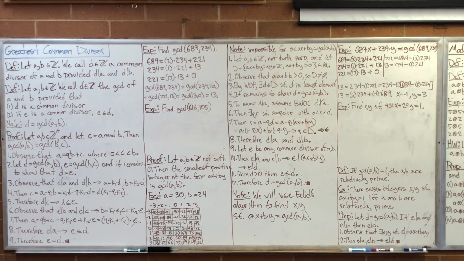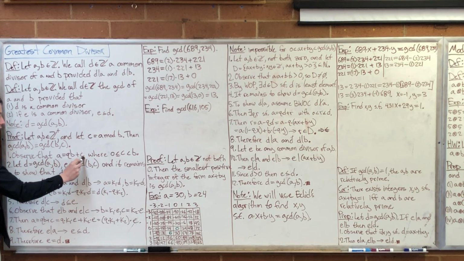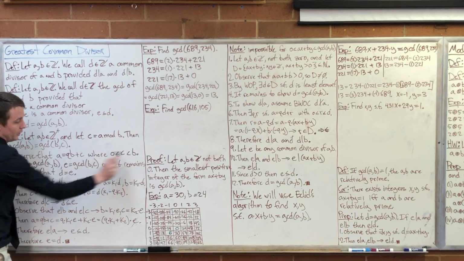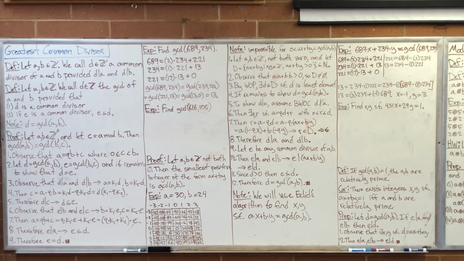Now going back to last week, notice that A and B are positive integers. All we care is that B is positive. So since B is a positive integer, there exist integers Q and C such that A is equal to QB plus C, where C is between 0 and B. And that C is exactly what this is.